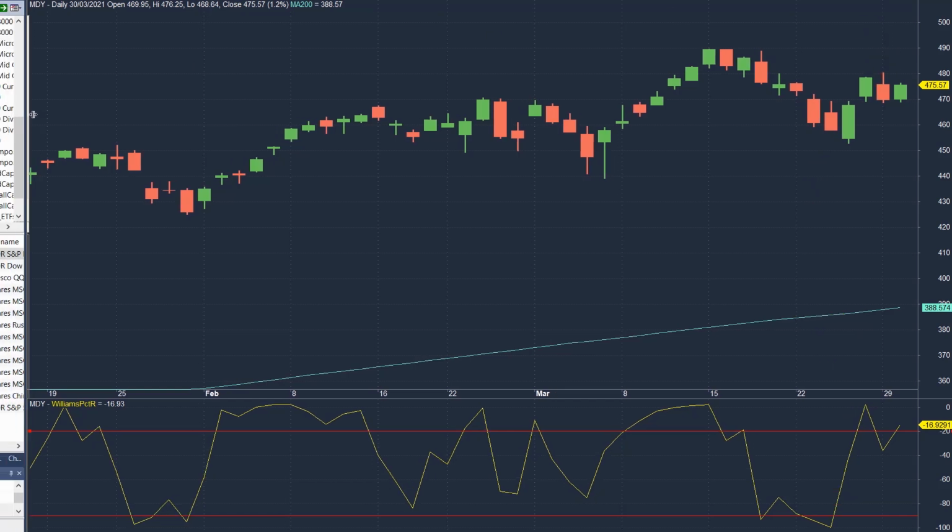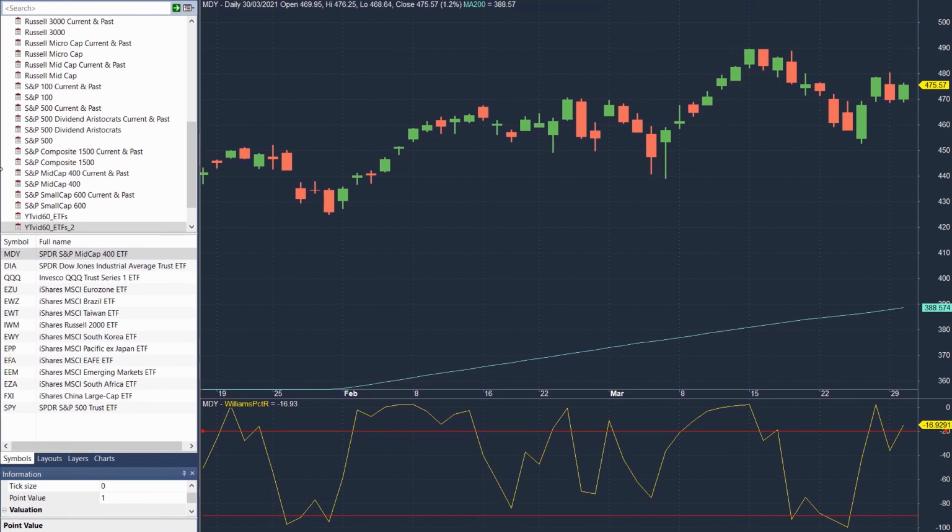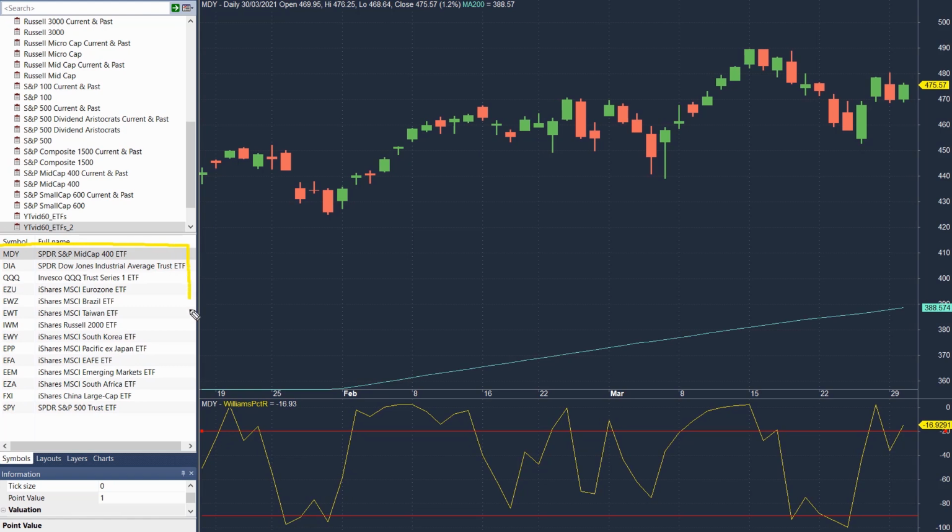As far as the markets are concerned, I will conduct this test on a basket of different exchange traded funds, as visible on this list to the left of my screen.